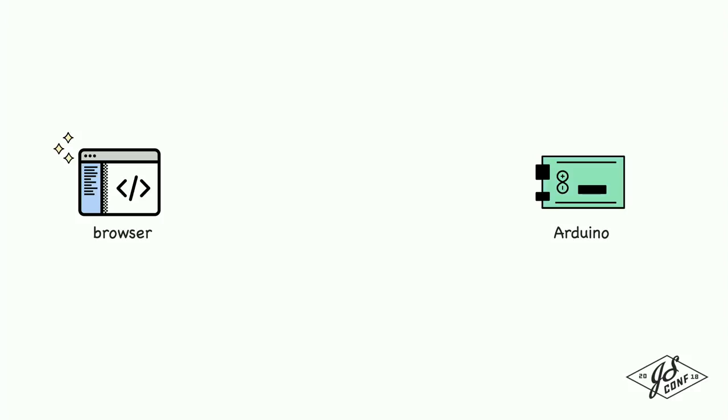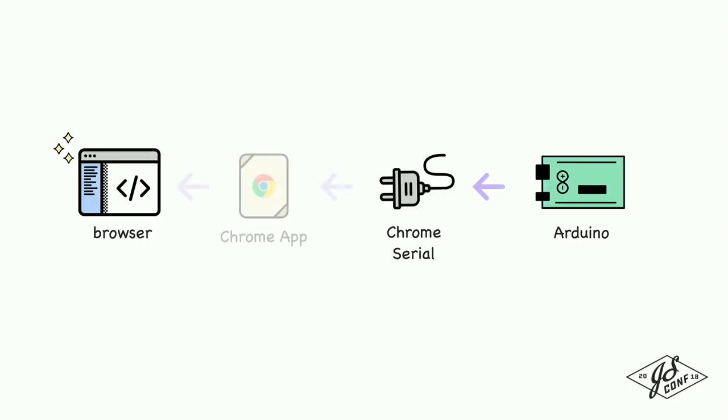Okay, so let's start with our scenario again. We've got our Arduino, and we desperately want our browser to start controlling it and showing data. So what we would do is use Chrome Serial, which was an API that allowed us to access the actual serial communication built into Arduino boards or any other hardware that had a serial port that we could connect to.